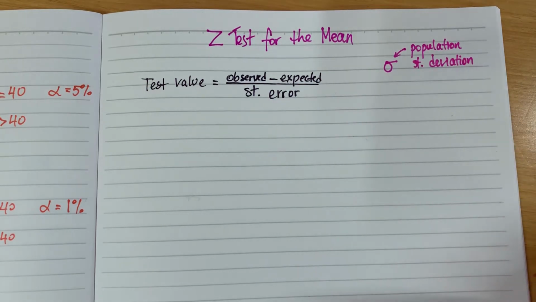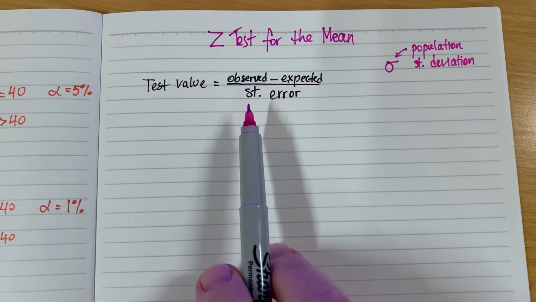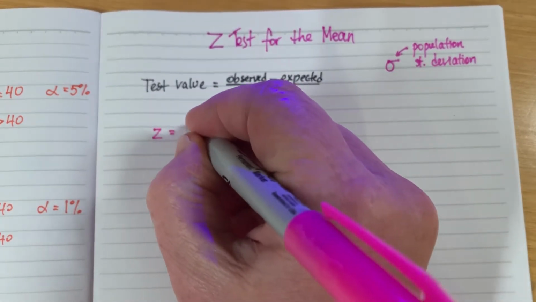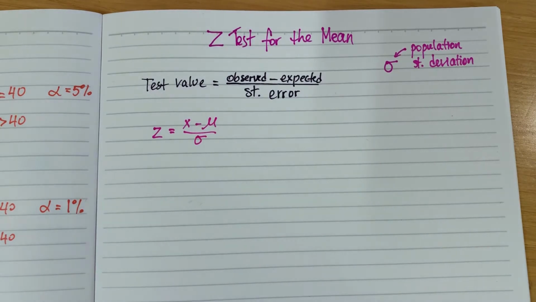So we are going to go ahead and use the z-test, and the test value is calculated in a very similar way, just like we calculate the z-values. If you remember, the z-value was just x minus mu divided by sigma, so this is very similar to that.